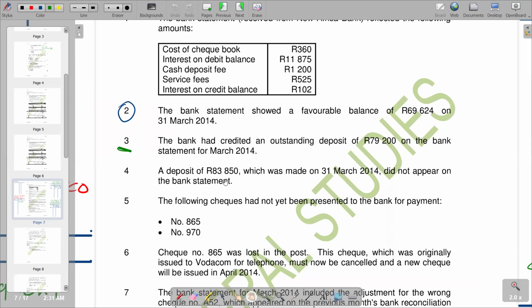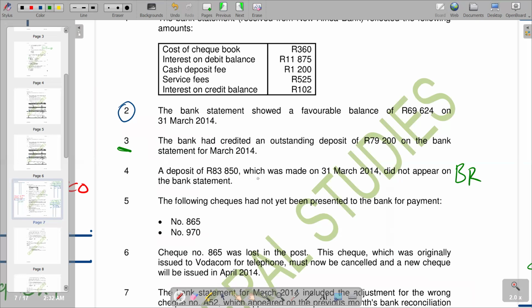A deposit of 83,850, which was made on 31 March 2014, did not appear on the bank statement. So you see that this transaction is affecting our bank reconciliation. It's a deposit that was made. Remember, whenever we deposit money, it's recorded in our books. So it will be appearing in the bank account in the ledger, or in the cash receipts journal. So it now needs to be updated on the bank reconciliation because they are saying it's not appearing on the bank statement.